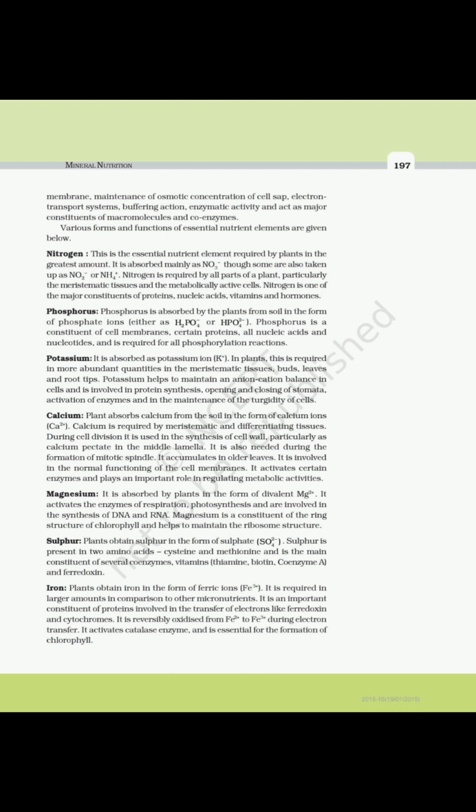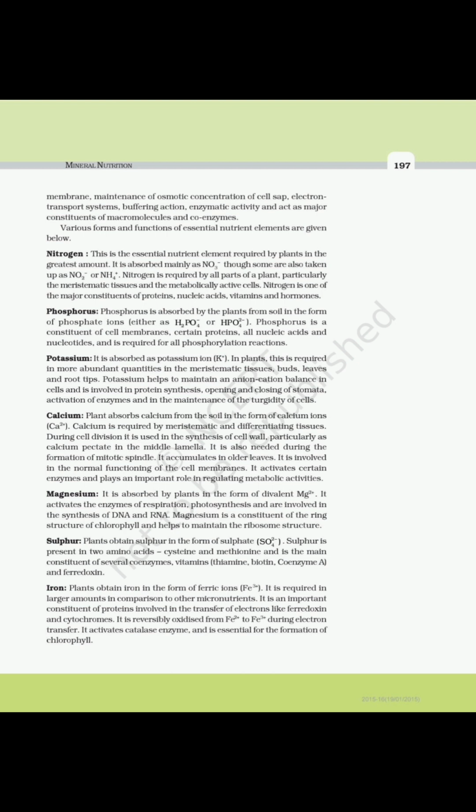In plants, this is required in more abundant quantities in the meristematic tissues, buds, leaves, and root tips. Potassium helps to maintain an anion-cation balance in cells and is involved in protein synthesis, opening and closing of stomata, activation of enzymes and in the maintenance of the turgidity of cells.